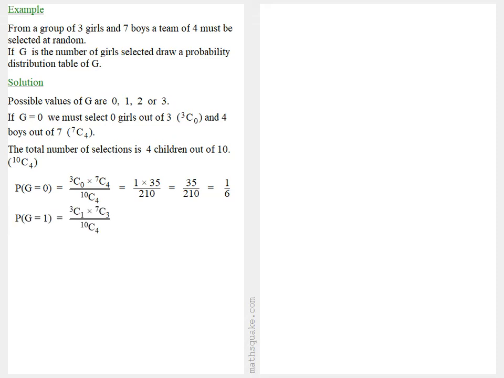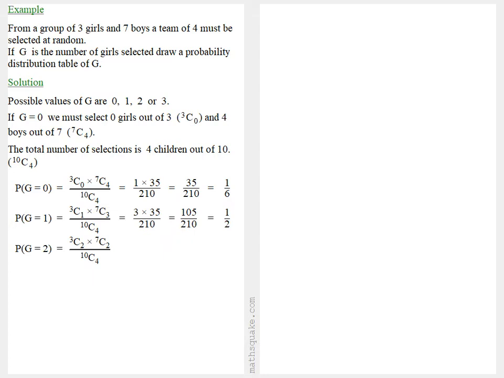Now the probability of getting one girl means we've got to select one girl out of 3 and 3 boys out of 7. So that's 3C1 times 7C3 over 10C4, which is 3 times 35 over 210, which is 105 over 210. This cancels to a half. Now the probability of getting 2 girls means that we've got to select 2 girls out of 3 and 2 boys out of 7.